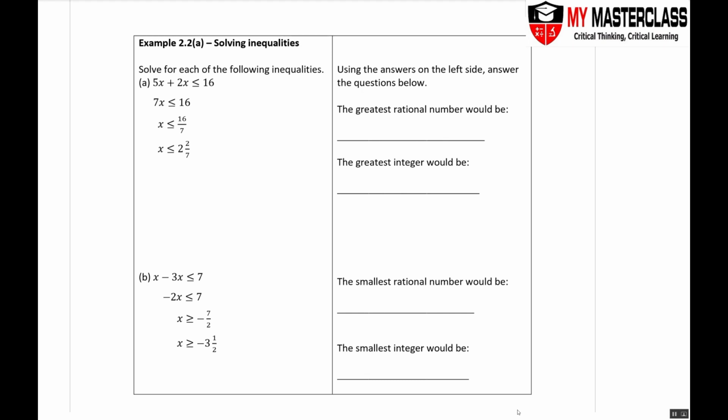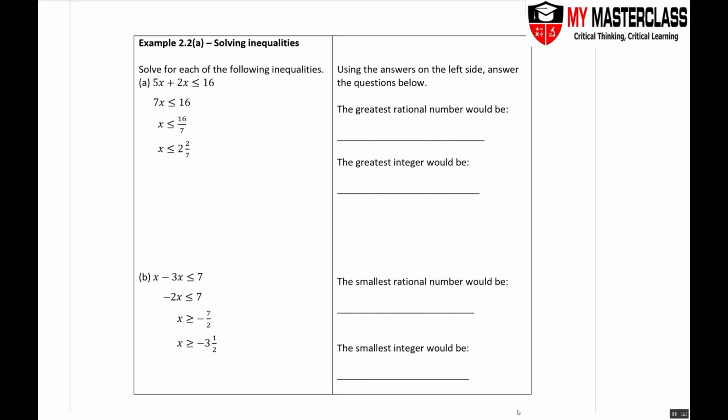This is example 2.2a. Solve each of the following inequalities. Do the same thing: simplify and solve for x. You have 5x plus 2x is less than or equal to 16. Combine, or simplify, your left hand side. You get 7x less than or equal to 16.